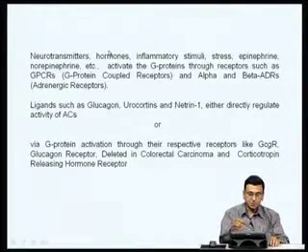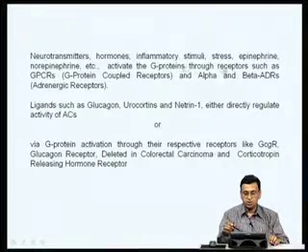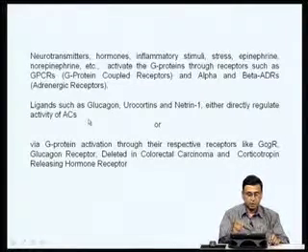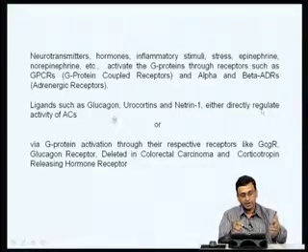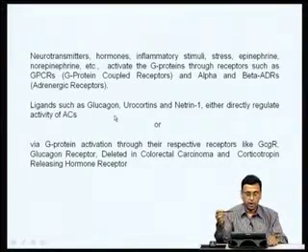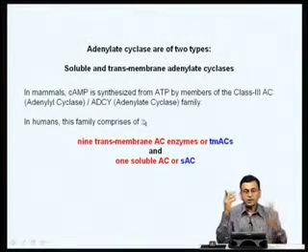So, neurotransmitters, hormones, inflammatory stimuli, stress, epinephrine, norepinephrine and a number of other molecules activate the G proteins through their receptors such as the GPCRs, alpha and beta adrenergic receptors and so on. Whereas ligands such as glucagon, urocortins, netrin-1 either directly regulate the activity of adenylate cyclases or they activate via G protein activation. Now, what are these adenylate cyclases?